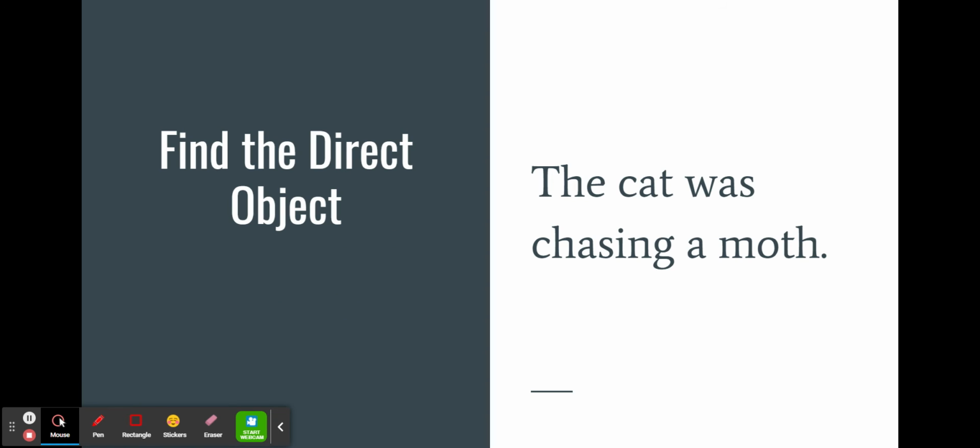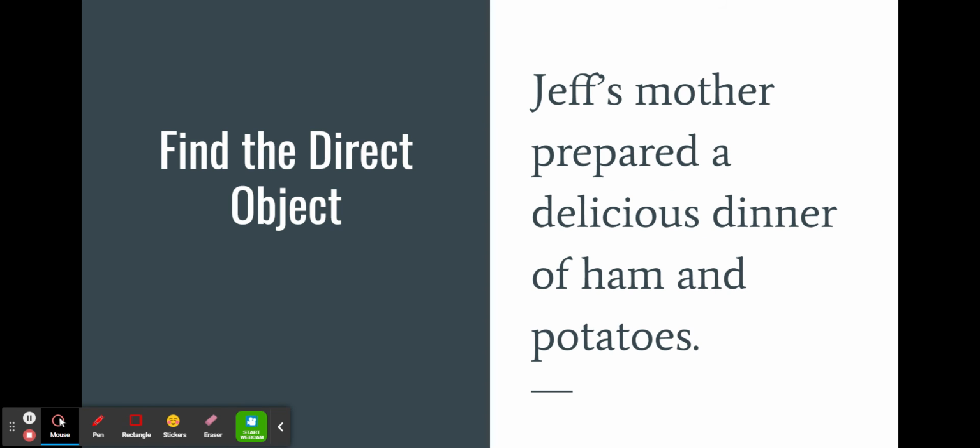So find us the direct object. The cat was chasing a moth. We have the subject cat, the predicate was chasing, and the direct object moth. Jeff's mother prepared a delicious dinner of ham and potatoes. So we have the subject mother, the predicate prepared, and the direct object dinner. Because the direct object has to be a noun that comes after an action verb and tells us what did she prepare? Dinner.